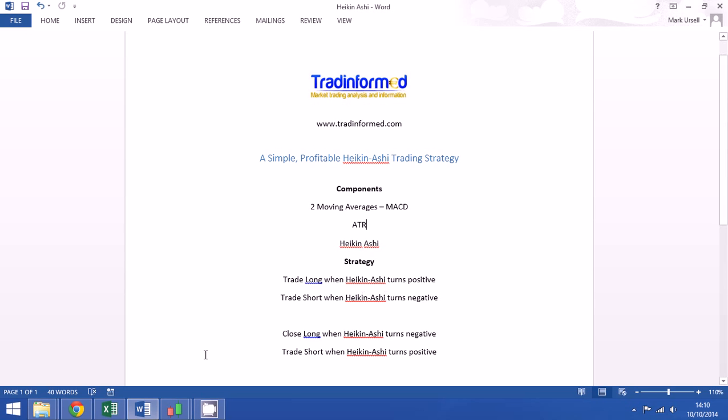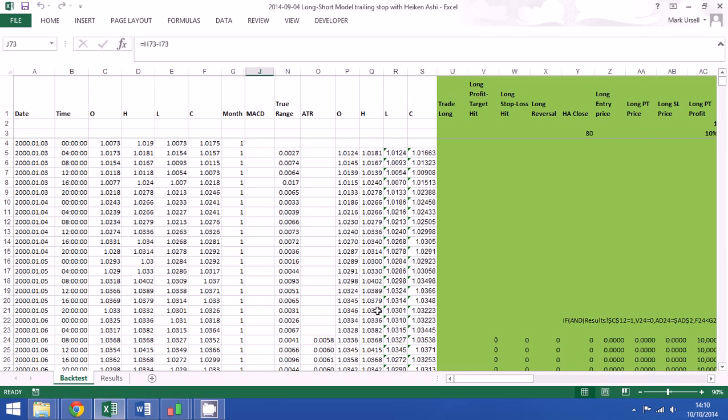I'm going to show this in spreadsheet form. Now, the spreadsheet I'm using here is a long-short backtest model that you can use to test any strategy that you can program into Excel. And Excel is a very simple way for most people to program and test different trading strategies.